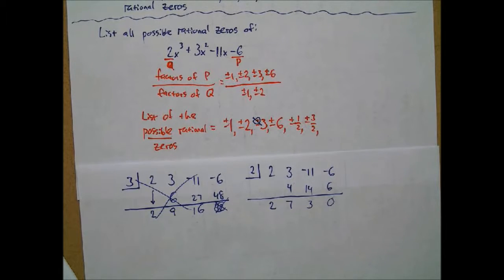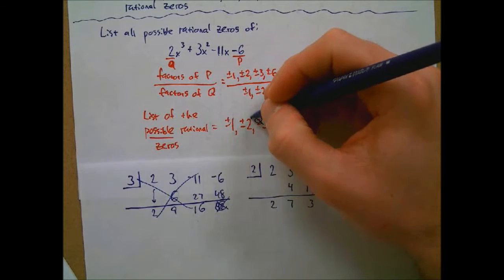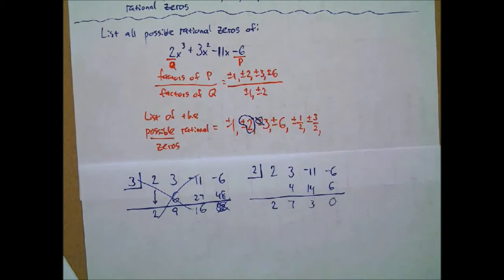Is 2 a rational zero? Yes. It is. Good guess. Okay, so 2 is a rational zero.